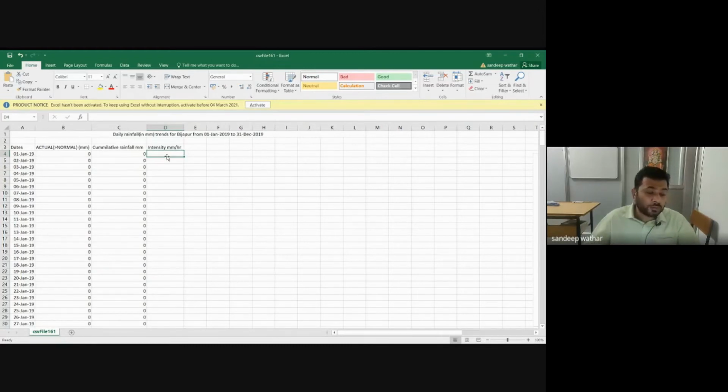Whatever actual rainfall we get is the rainfall for one day. In one day we have 24 hours, so intensity will be equal to this divided by 24. And in the previous class itself, I tried to explain why we can't use the intensity values for a year.